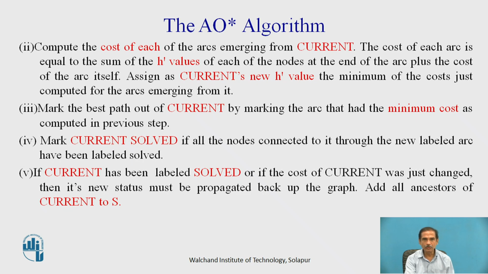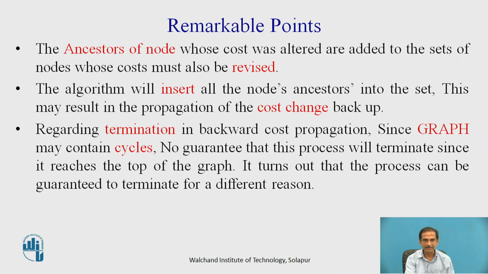Assign current's new h' value as the minimum of the costs just computed for the arcs emerging from it. Mark the best path out of current by marking the arc that had the minimal cost computed in the previous step. Mark current as solved if all of the nodes connected to it through the newly labeled arc have been labeled solved. If current has been labeled solved, or if the cost of current was just changed, then its new status must be propagated back up the graph. So add all the ancestors of current to S.